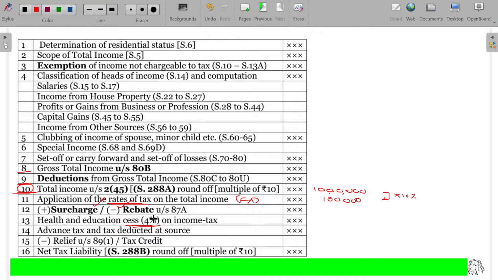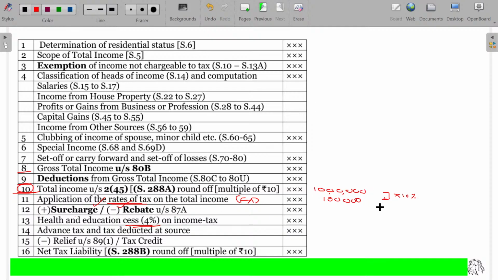Surcharge is the additional tax we levy on higher income earners. If you are earning more than 50 lakhs or 1 crore, then there will be surcharge. It runs up to 37% in the old tax regime and 25% in the new tax regime. We will calculate all these things later on. The next chapter will be that. After the definitions, we will go for the tax calculations. Surcharge.